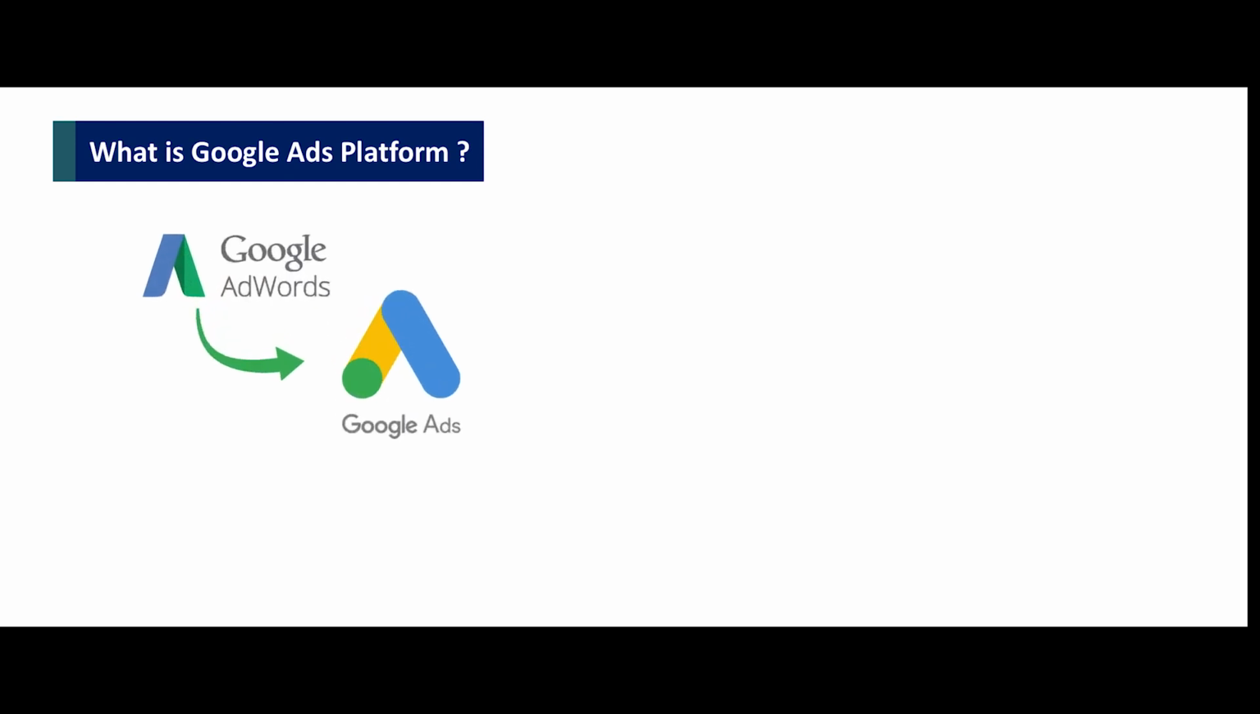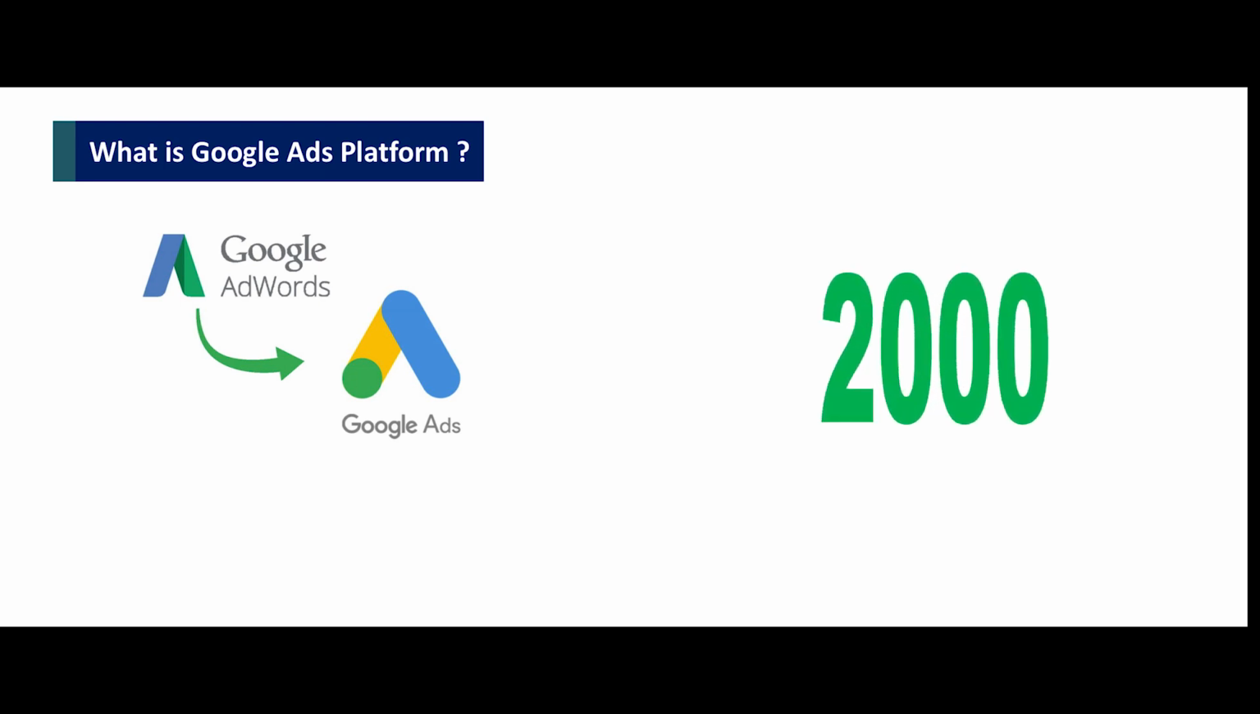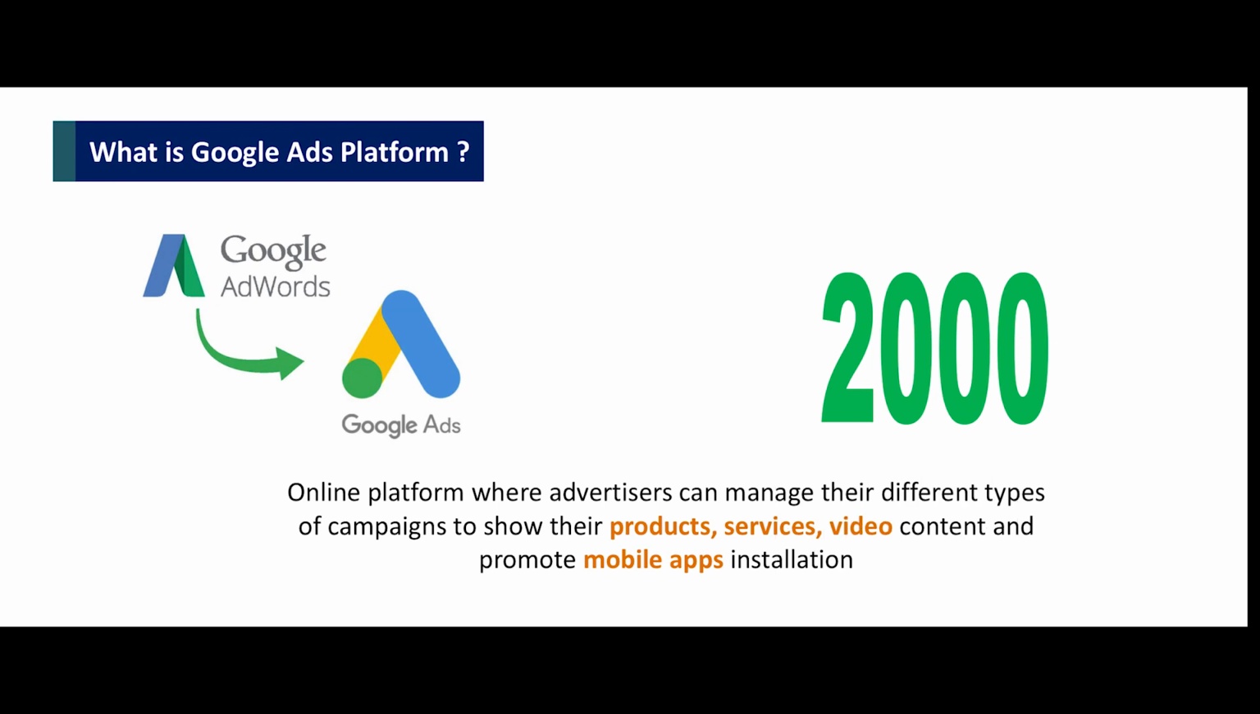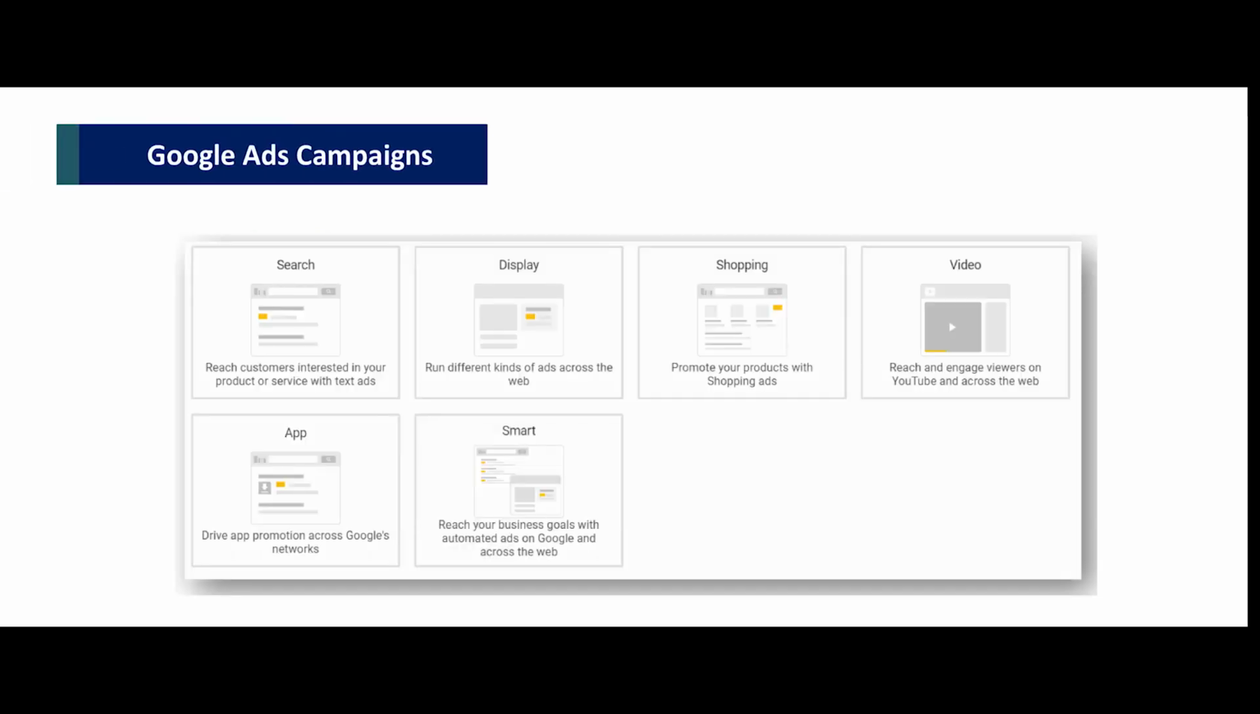What is Google Ads? Google Ads, earlier known as Google AdWords, is a product from Google started in the year 2000. It's an online platform from where advertisers can manage their different types of campaigns to show their products, services, video content, and promote mobile app installations. Google Ads can handle various types of campaigns like search campaigns, display campaigns, remarketing, video campaigns, app installs, etc.